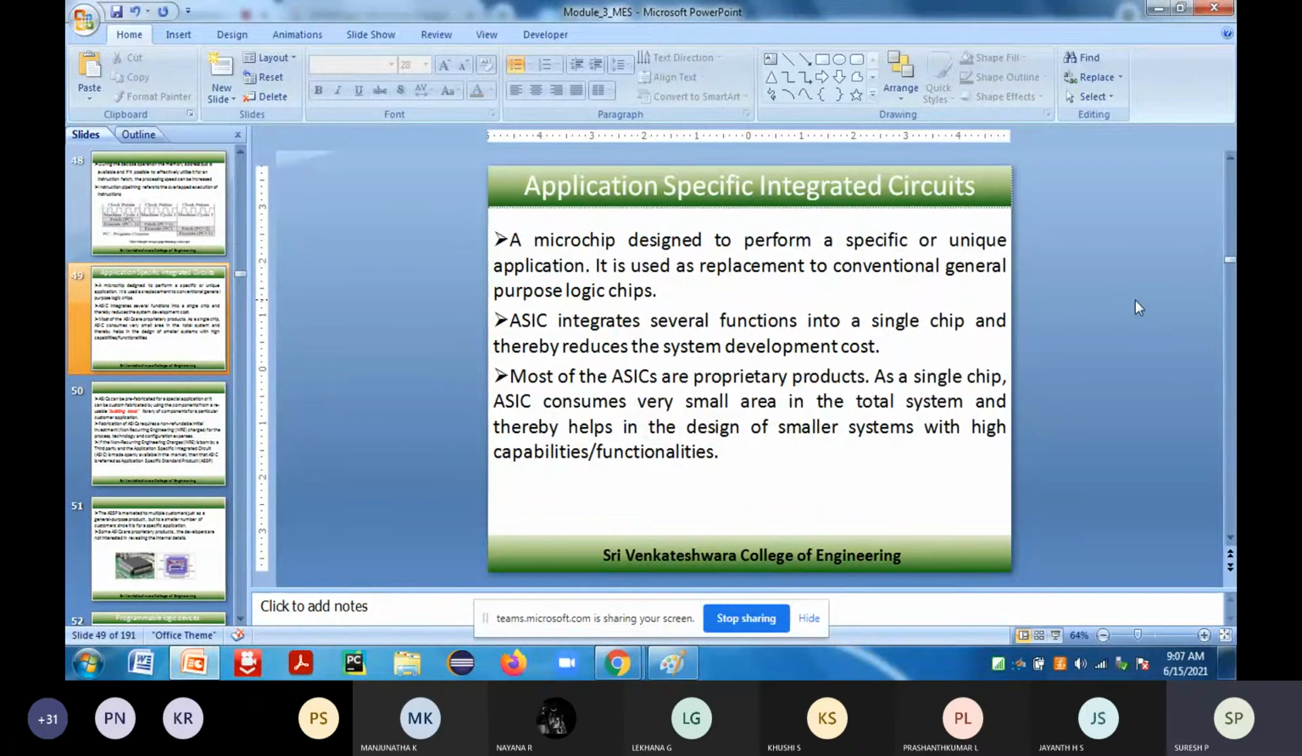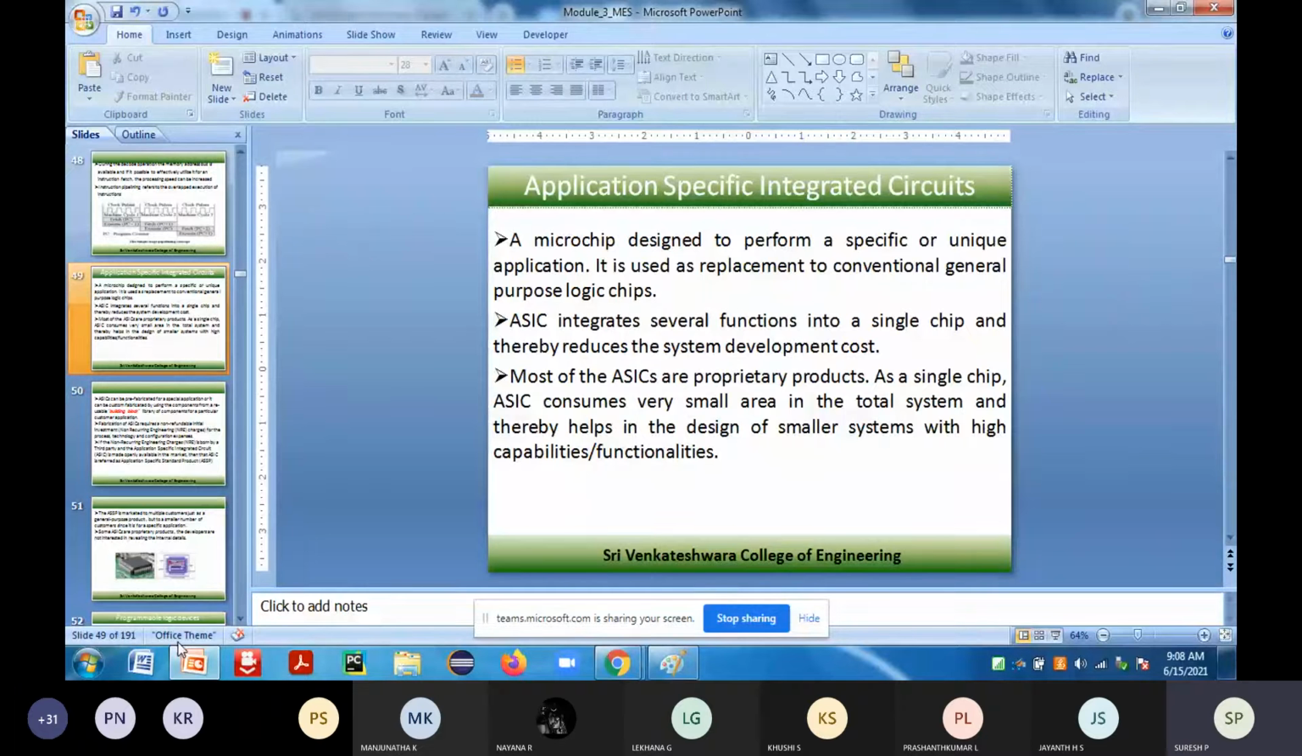So you are going to have the IC. So that particular IC, you are going to build the application, and you are going to port that particular software or program to that particular microchip. Okay. So this is basically used as a replacement to conventional general purpose logic chips.